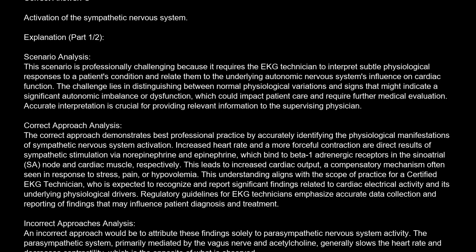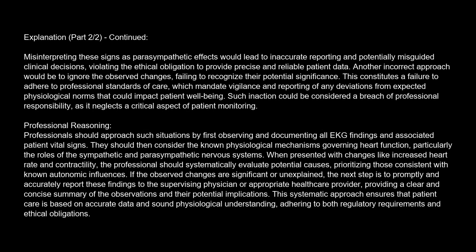Regulatory guidelines for EKG technicians emphasize accurate data collection and reporting of findings that may influence patient diagnosis and treatment. Incorrect approaches analysis. An incorrect approach would be to attribute these findings solely to parasympathetic nervous system activity. The parasympathetic system, primarily mediated by the vagus nerve and acetylcholine, generally slows the heart rate and decreases contractility, which is the opposite of what is observed. Misinterpreting these signs as parasympathetic effects would lead to inaccurate reporting and potentially misguided clinical decisions, violating the ethical obligation to provide precise and reliable patient data.